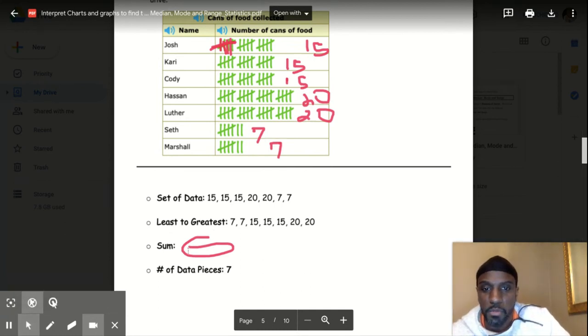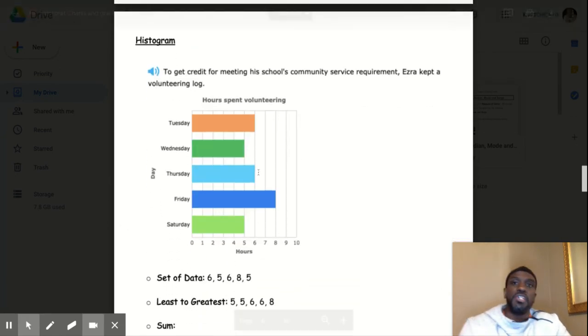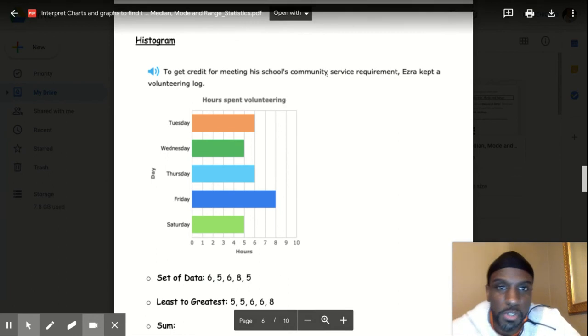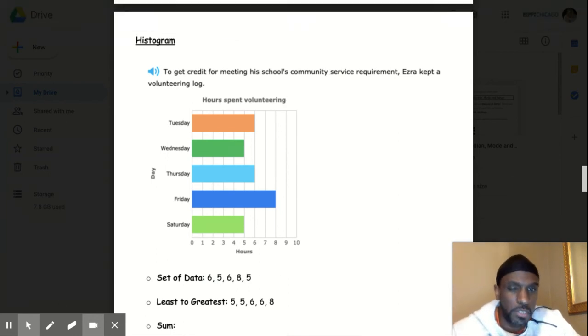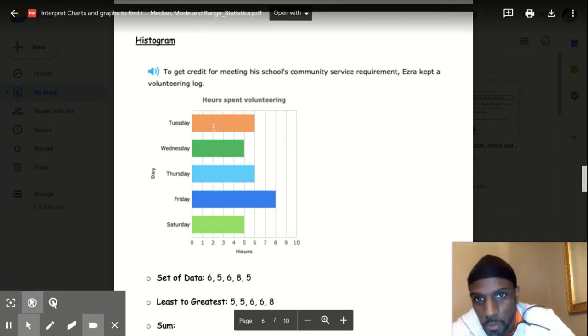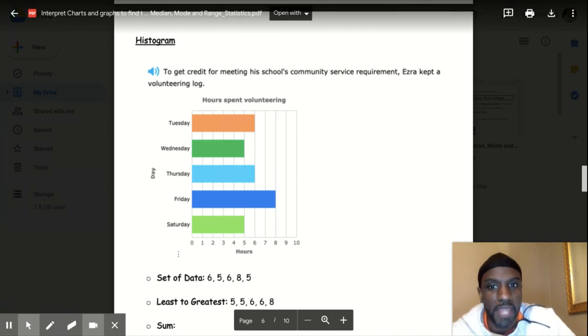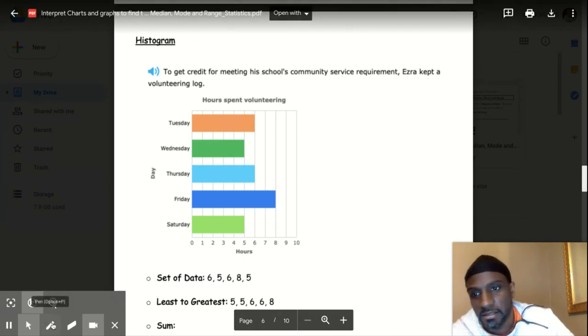Let's look at one more piece of data. This is a histogram. A student needs to keep track of school community service hours. On Tuesday, how many hours were spent volunteering? So the days are over here on the y-axis, and the hours are on the x-axis. Looking at this, I'm good here.